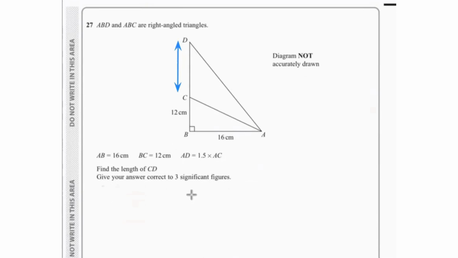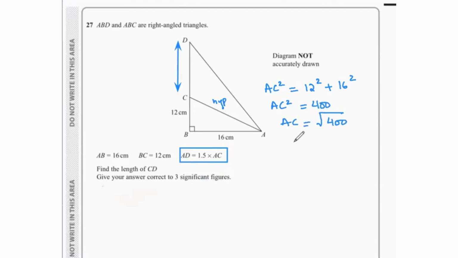For that, what we can do is use this information that AD is 1.5 times AC. So to find AD, let's find AC first. ABC is a right angle triangle and AC is the hypotenuse, which means we can use Pythagoras to figure out AC. AC squared would equal 12 squared plus 16 squared. That's going to give us 400. So when we square root 400, that gives us a value of 20 centimeters.